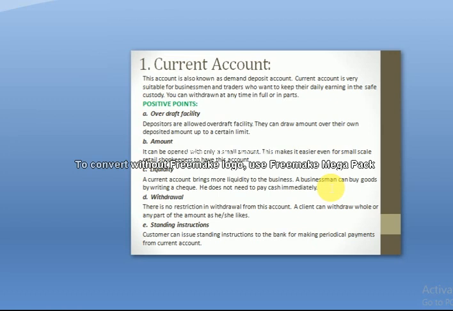That 3 lakh which I am drawing over my deposits is a sort of loan which is immediately offered to me by the bank. If I need some loan in some emergency situation, then being an account holder, I can avail this facility, and this facility is provided only in the case of current accounts.